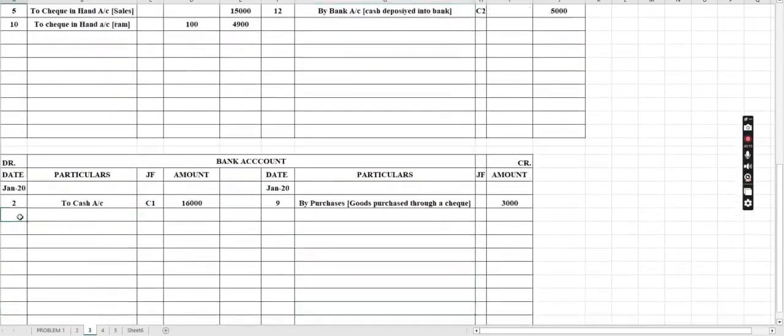So we have to go to bank account, cash is coming there. How much? The 5,000 rupees is coming. That is contra entry 2. Okay. How it is coming to cash account? To cash account. In the bracket we can say cash deposited into the bank.